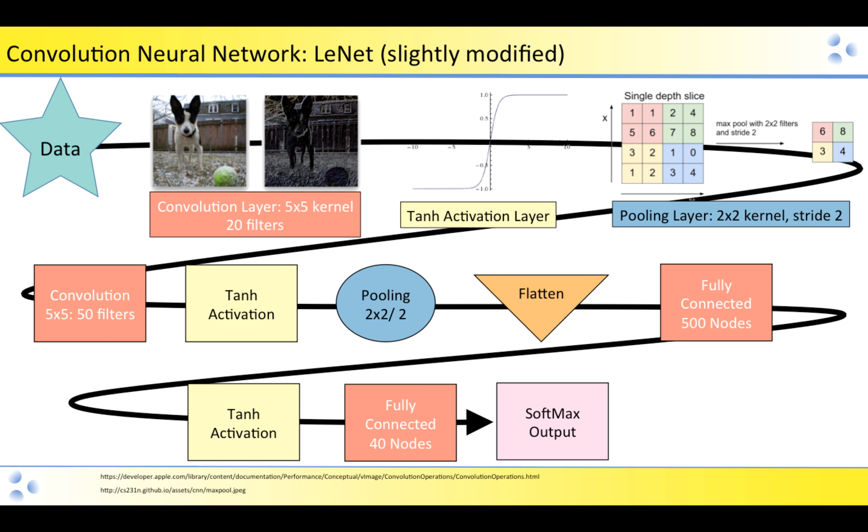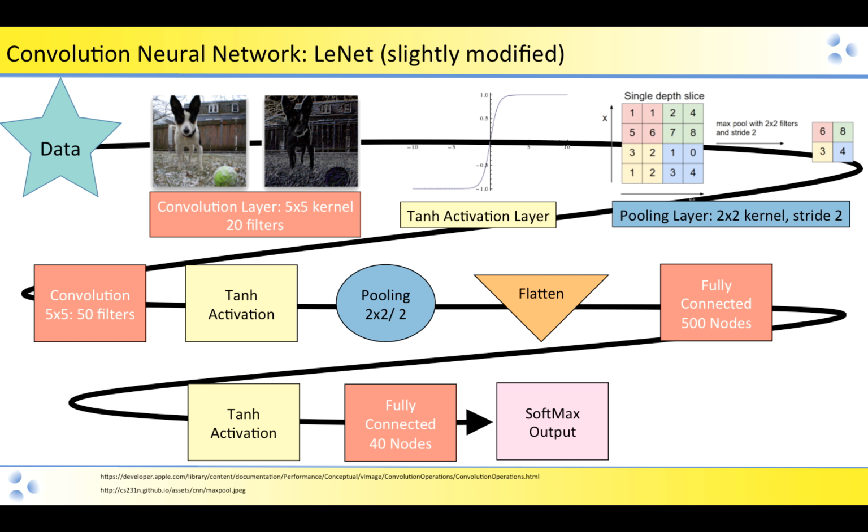I'm using a convolution neural network. This is a modified network from the LeNet configuration. It consists of a convolution layer, a 5x5 kernel, and 20 filters. This detects underlying edges and edge patterns, a hyperbolic tangent activation layer, a pooling layer, and then I repeat the convolution with 50 layers, a second activation layer, a pooling layer, flatten it, and then do fully connected 500 nodes, another activation layer, another fully connected layer, and then a softmax output.